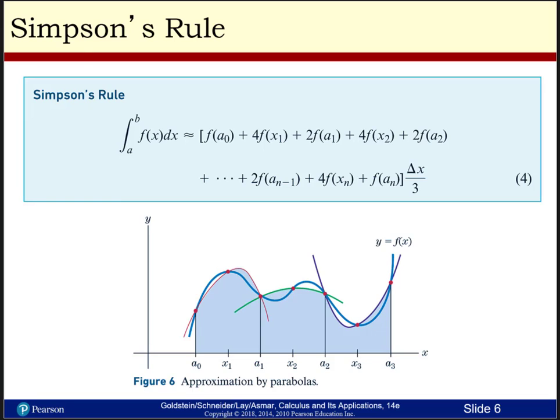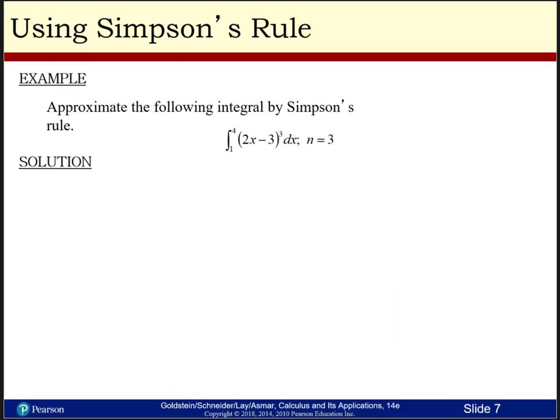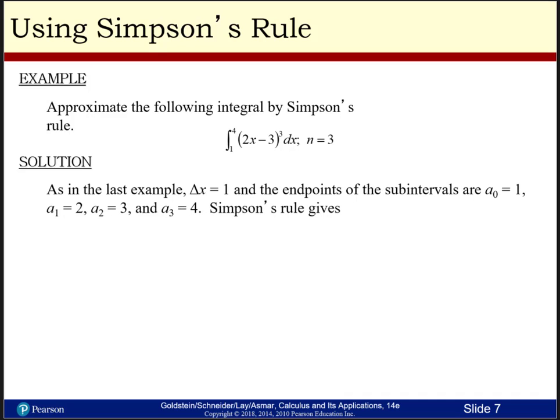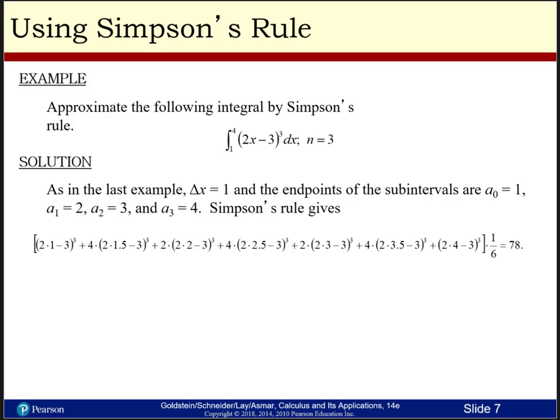Of course, we need to do one using Simpson's rule. Let's do the same thing again. We're going to do the exact same integral we've been doing, the integral from 1 to 4 of (2x minus 3) cubed dx, where n is 3. Once again, delta x is 1. This gives our endpoints of a0 is 1, a1 is 2, a2 is 3, and a3 is 4. Plugging those into Simpson's rule, I get that this area is 78.